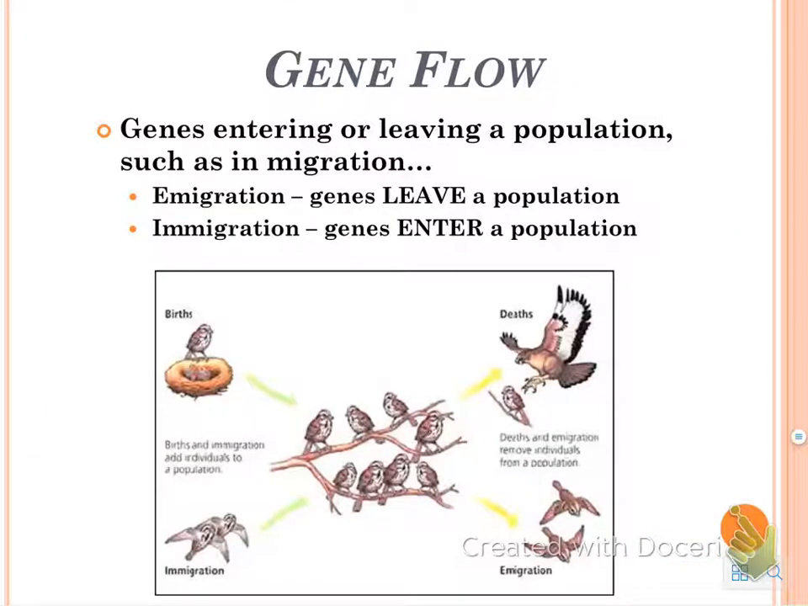There's also something called gene flow. This is just genes that enter or leave a population. Most commonly it's some sort of migration. Emigration with an E is when you leave. Immigration with an I is when you enter. If birds enter and have babies, that's considered immigration. A death is leaving, and emigration is if birds decide to leave that population. So birth and immigration increase genes, death and emigration decrease the genes. You want constant gene flow to keep your population diverse.